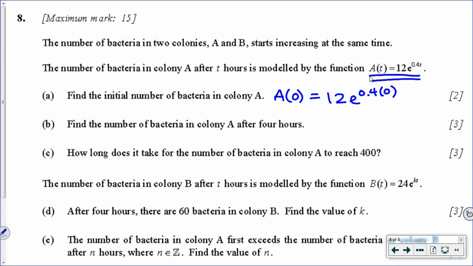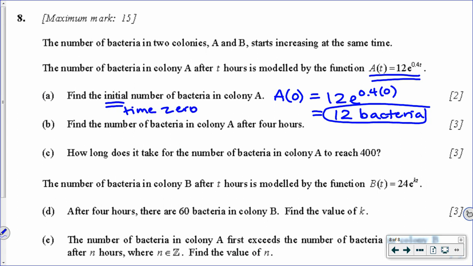Well, e to the 0th power is 1, and 12 times 1 is 12. So there are 12 bacteria in the colony to begin with, right, at time 0. And very important to know that initial means time 0. Then we're asked to find the number of bacteria in colony A after 4 hours.